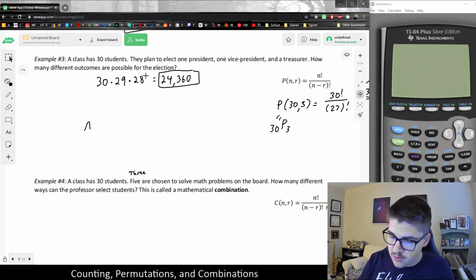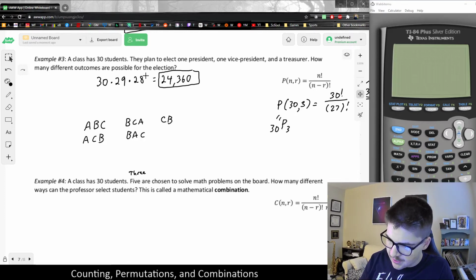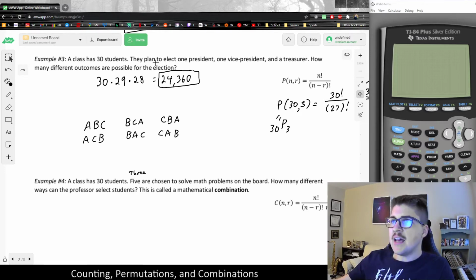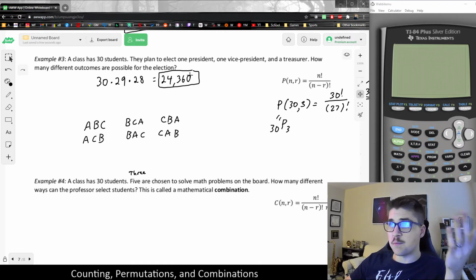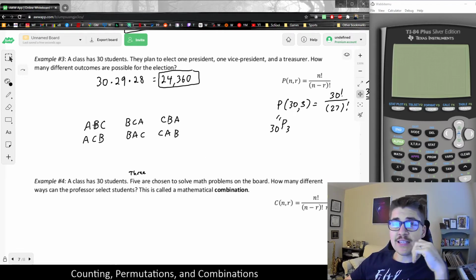What I'm trying to say is that selecting students A, B, C to do work on the board is different than selecting A, C, B, or B, C, A, or B, A, C, or C, B, A, or C, A, B. In these cases, if I was selecting president, vice president, and treasurer, these would all be different answers, and these are all included in the number of permutations. However, if I was selecting 3 students to do math on the board, all 6 of these outcomes would be the same outcome, because they consist of the same 3 students doing work on the board.